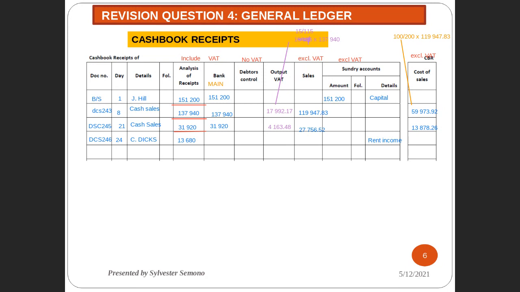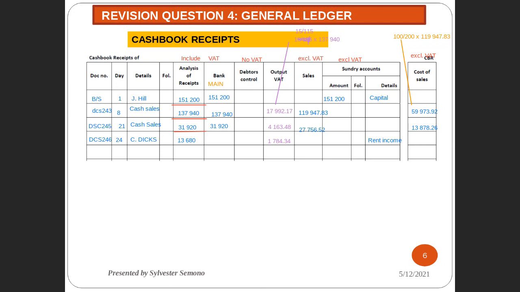Okay, let me see. I'm going to write it down, guys. Remember, if you don't understand, you stop me and then I explain to you. So again, the same formula, you're going to use 15 over 115 because this amount is including VAT. 13,680 is including VAT, so you say 13,680 multiplied by 15 over 115. You're going to get this, okay? Thank you so much, Ongama.